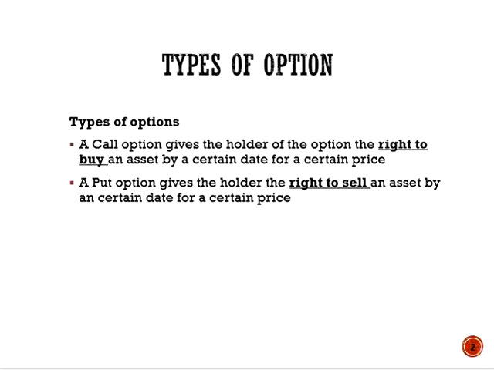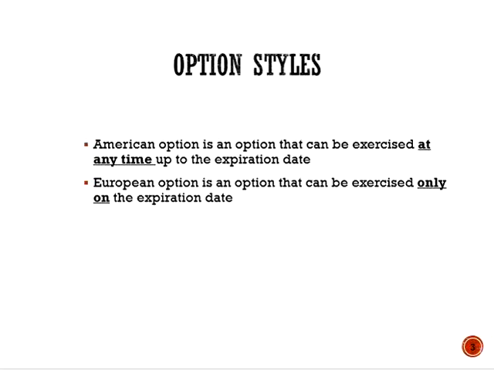The date specified in the contract is known as the expiration date or the maturity date. The price specified in the contract is known as the exercise price or the strike price. We also know that there are two styles of options, American style and European style. American options can be exercised at any time up to the expiration date, whereas European options can be exercised only on the expiration date itself.